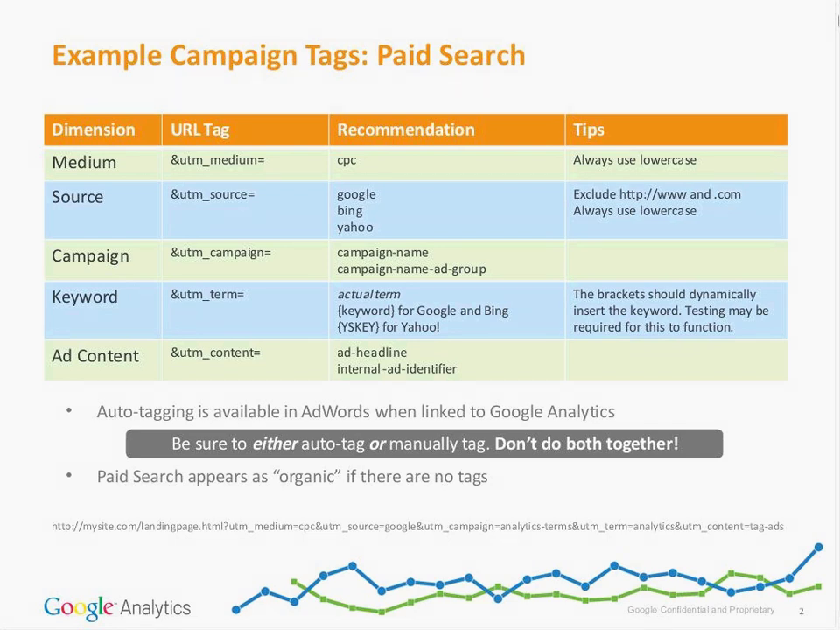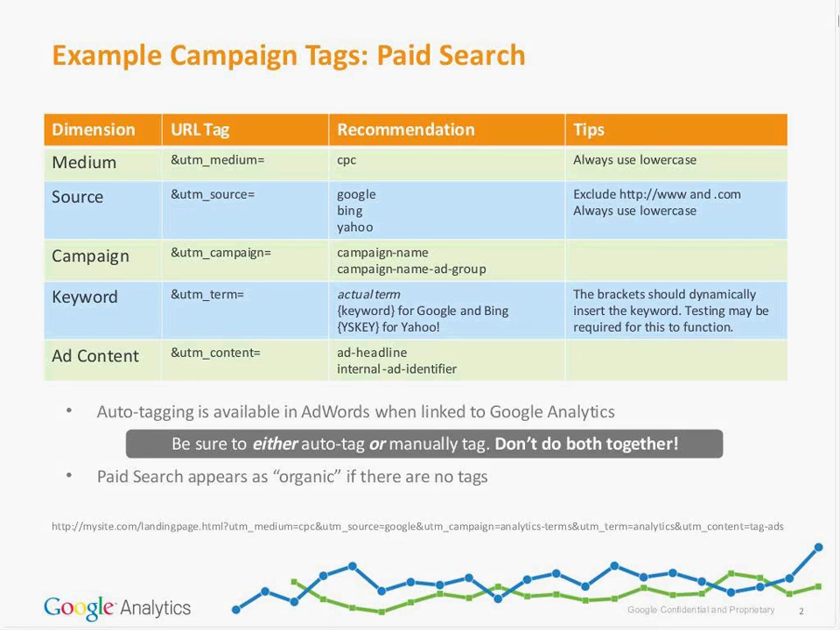Now, at this point, it's worth noting that you can also use the auto-tagging feature in AdWords. Again, that feature needs to be activated within the AdWords account, and you do need to make sure that you test your URLs to be compatible with it.